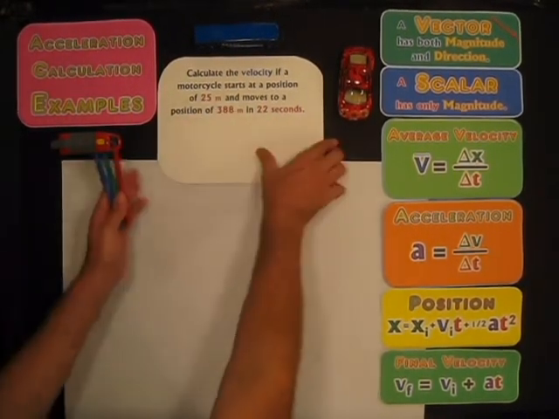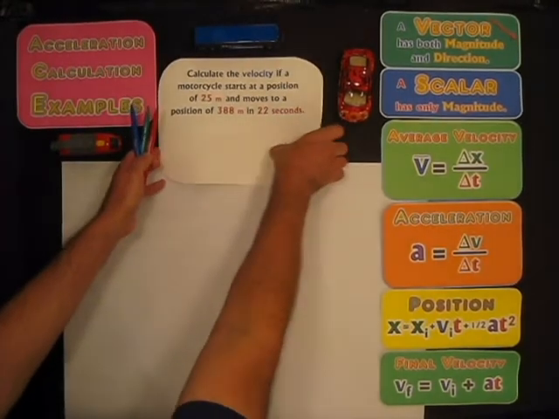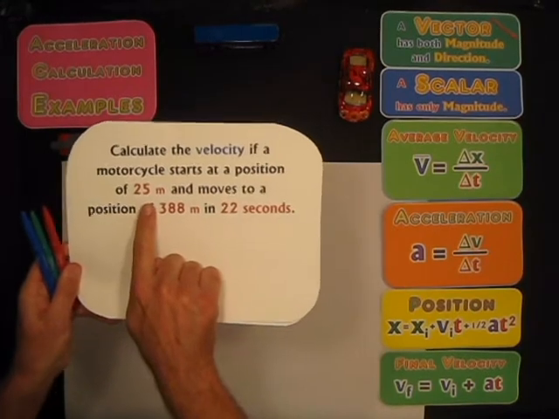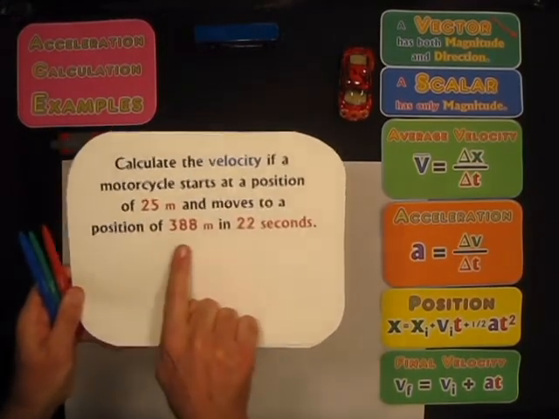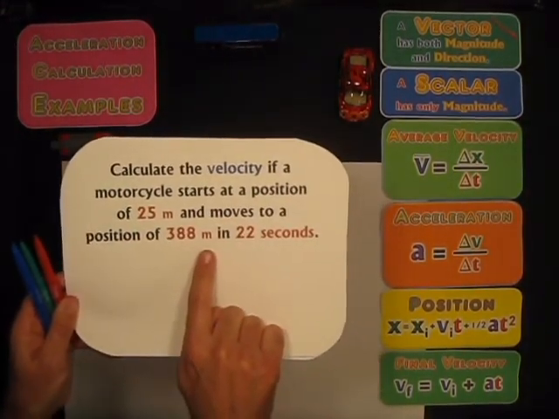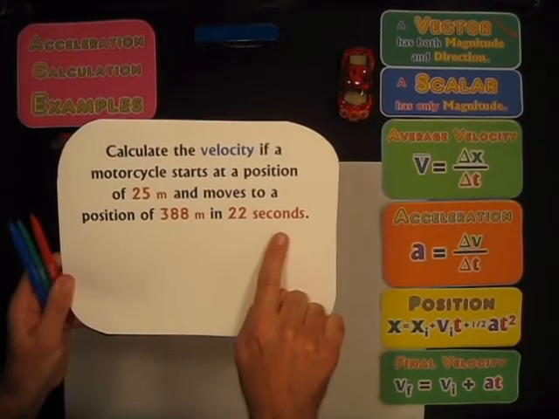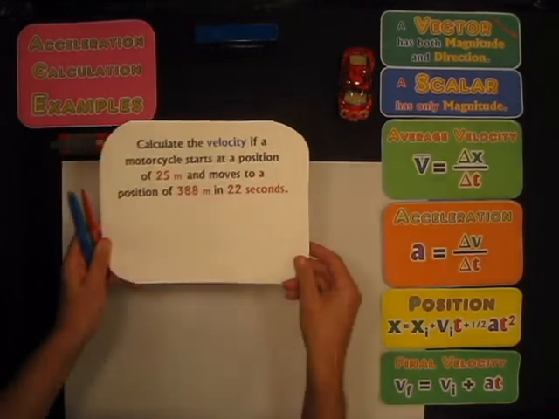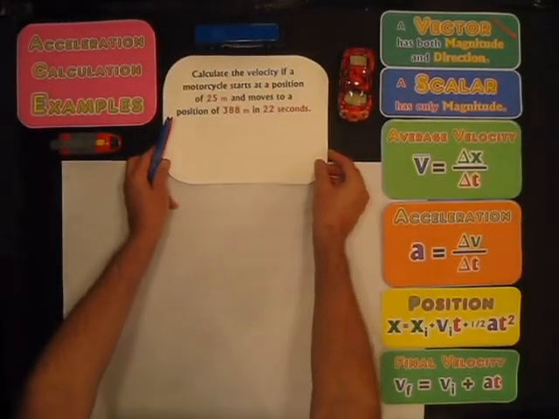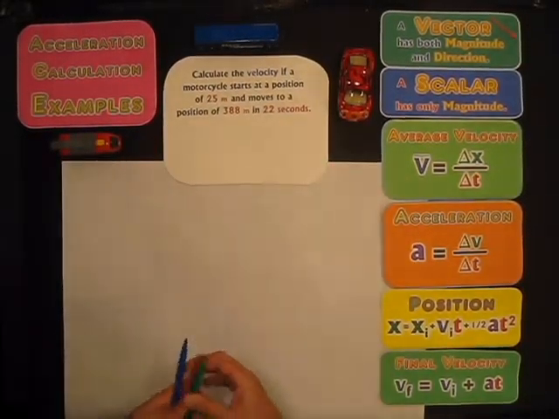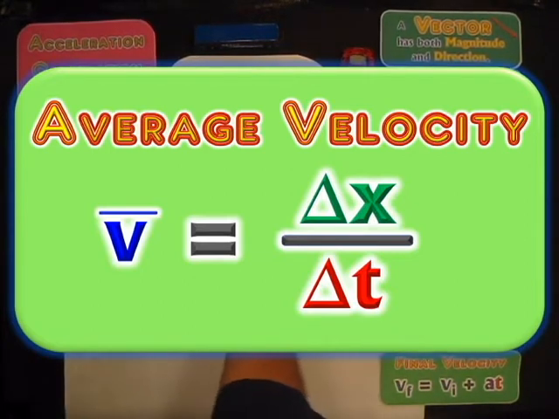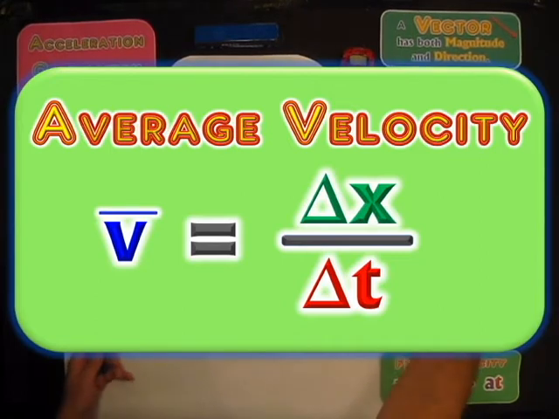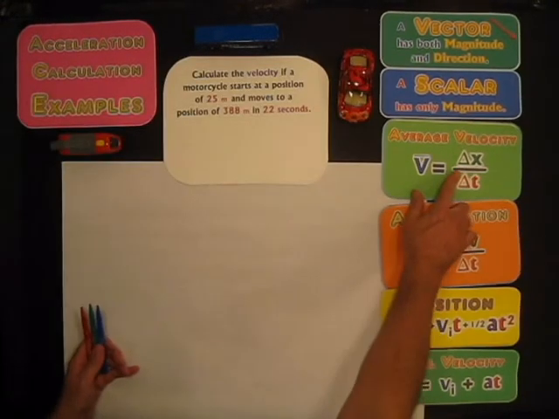First one, calculate the velocity if a motorcycle starts at a position of 25 meters and moves to a position of 388 meters in 22 seconds. So clearly these are both positive numbers, so that means the motorcycle is moving in what is considered a positive direction. And here is the equation. Obviously it says velocity, but this is the average velocity. So we want the delta x and the delta t. This is the one we're using right now.